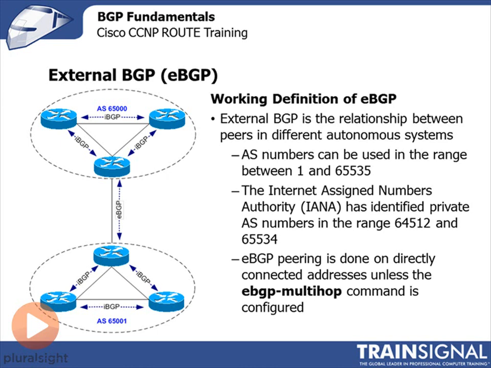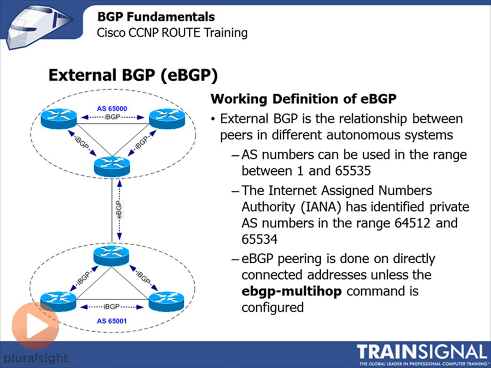Those are iBGP relationships. Autonomous system numbers can be used in the range between 1 and 65535. Now, just as there are private IP addresses, the 10.0.0.0/8 range and so forth, there are also private AS numbers. The IANA, Internet Assigned Numbers Authority, has identified private AS number ranges from 64512 to 65534, and you'll notice the ones that we're using in the lab are private AS numbers.